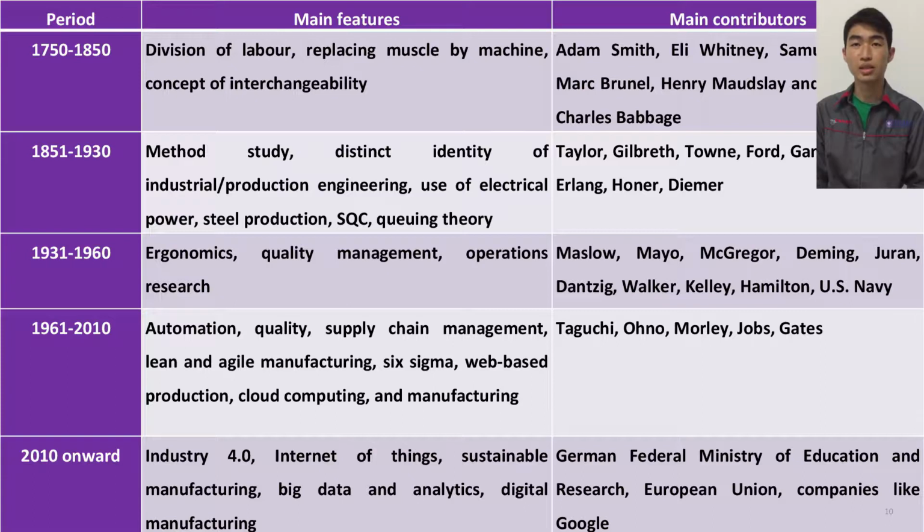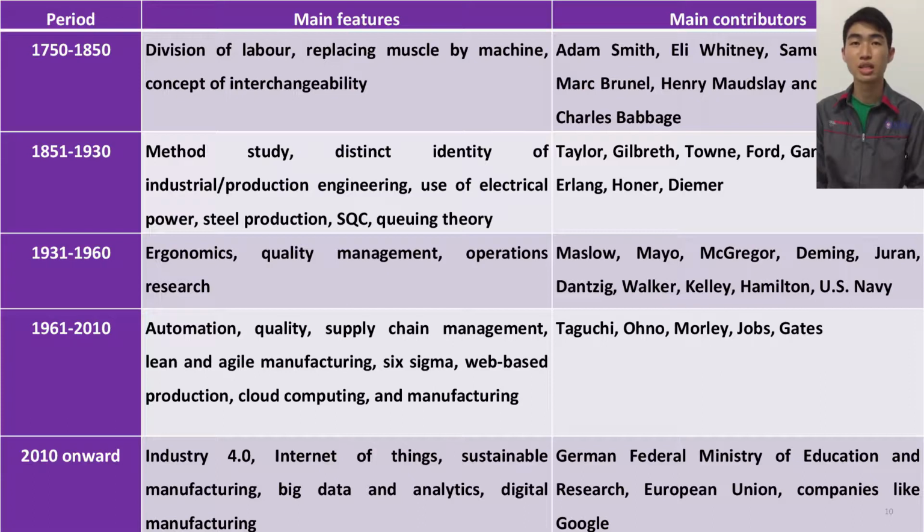This is the table that summarizes the evolution of industrial engineering. There are 5 periods for the evolution of industrial engineering. The first one is 1750 to 1850. The main features for this period are division of labor, replacing muscles by machines, and the concept of interchangeability.